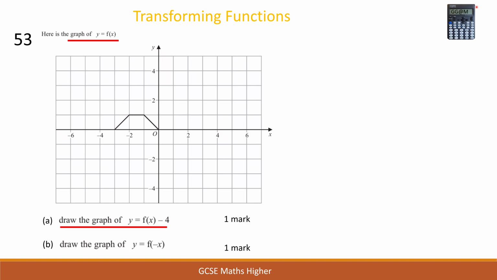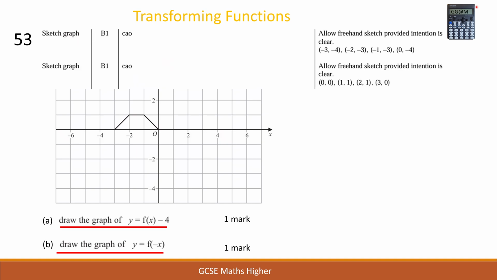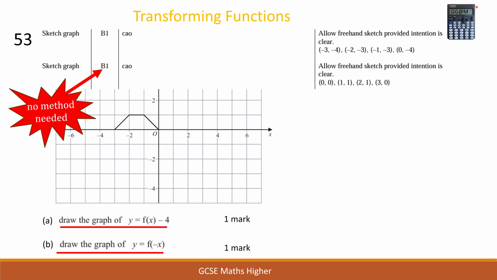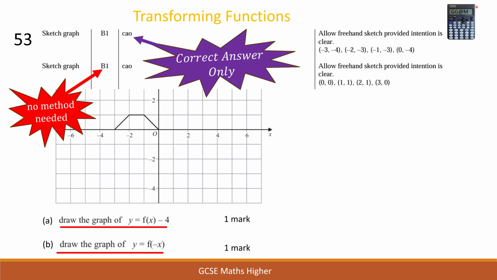So these are the keywords, and here is your answer. Remember, this B1 means no method needed, and the CAO is correct answer only, so make sure you know what the mark scheme means. And you can see that these are the coordinates over here that you needed to sketch the graph, so make sure you understand what you had to do with each of these questions.